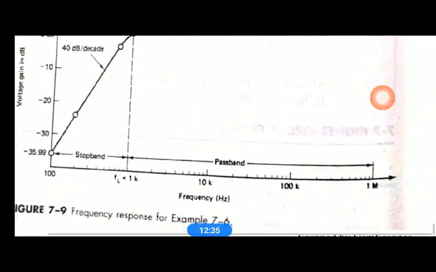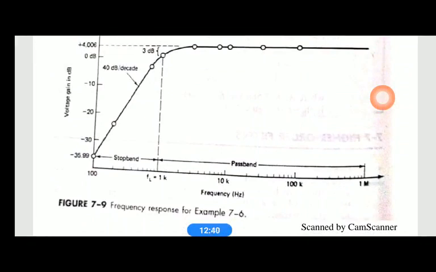So this is what we have about the second order high pass filter.